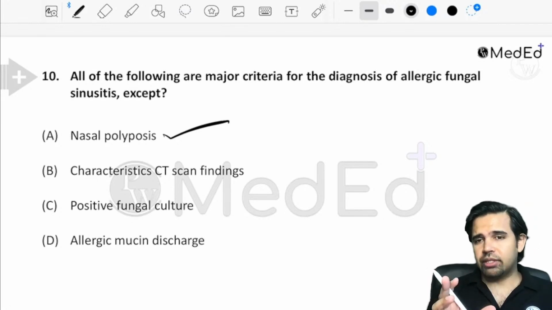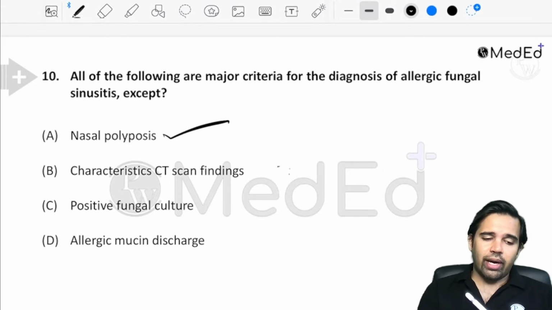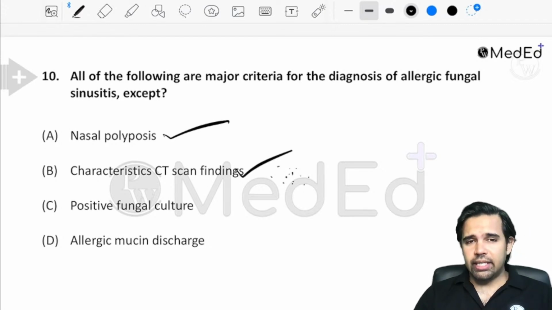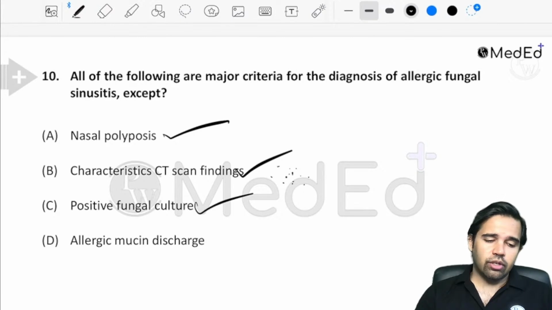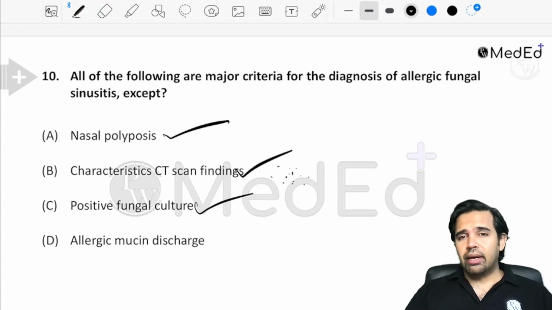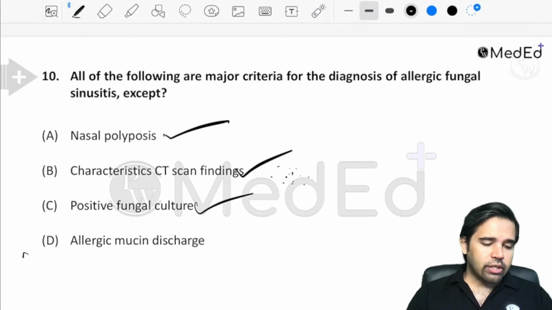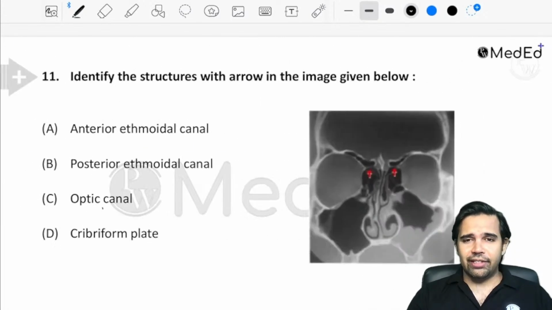Heterogeneous appearance in the maxillary sinus, some places appearing with white, black dots. Heterogenic appearance is a characteristic CT scan finding, and a positive fungal culture, of course, is a major criteria. Allergic mucin test is not a major criteria; it is a minor. So this would be correct.